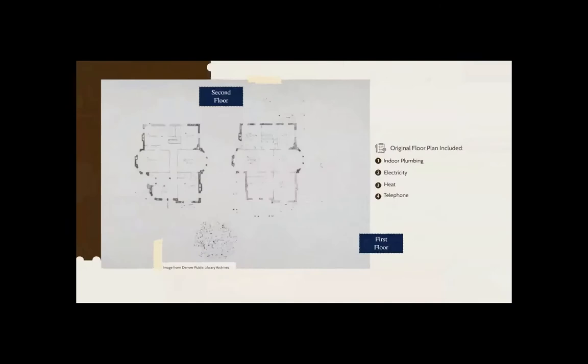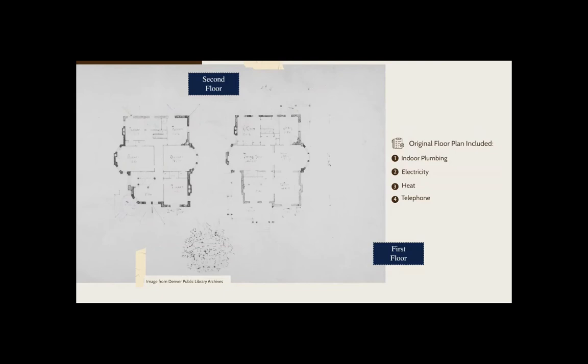The home was one of the first in Denver to include electricity, forced air heating, a hand crank telephone, and most importantly, indoor plumbing with both hot and cold water. This tells us more about how well off the Large family was at the time, since they were able to afford these luxurious amenities.